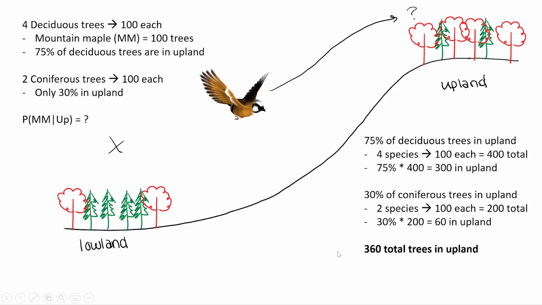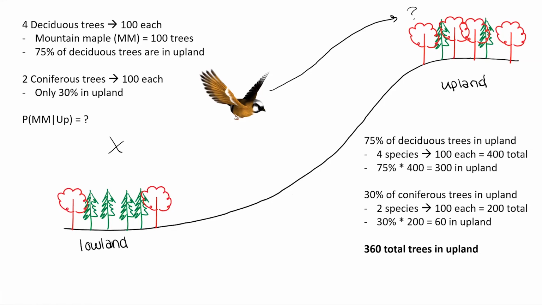So the probability that a bird lands in a mountain maple, given it is already in the upland area, is 75 divided by 360, right? There are 75 mountain maples out of 360 trees.